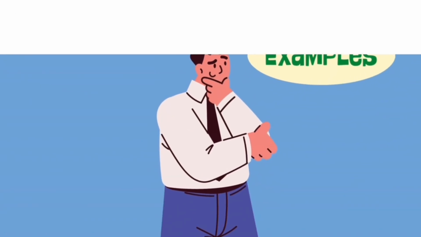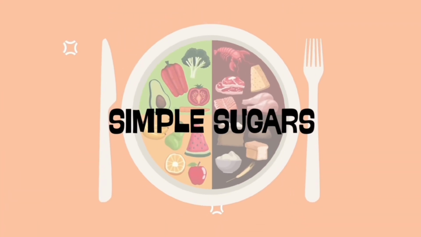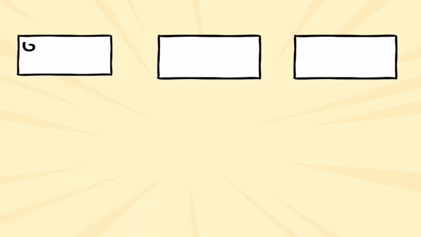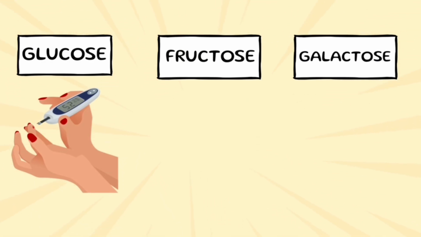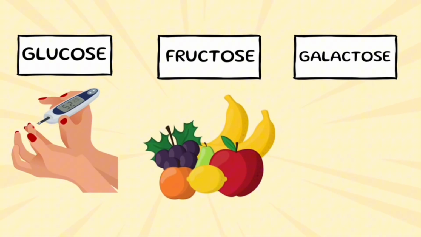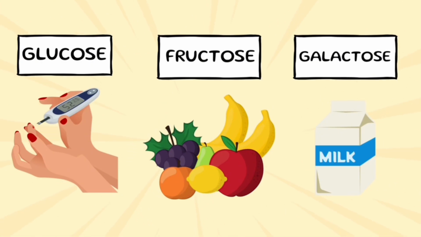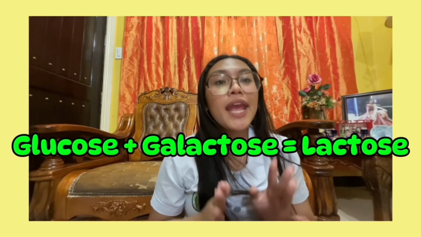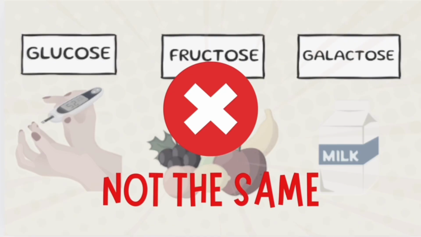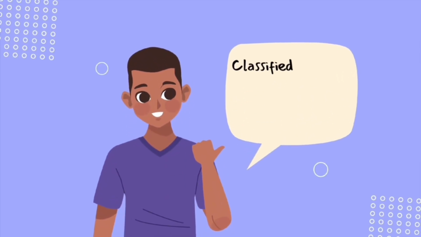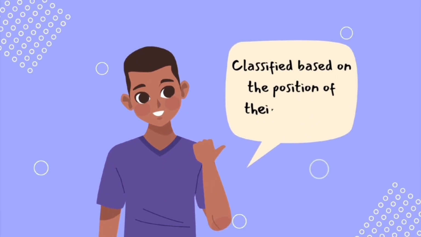So moving on, now that we already know how to define monosaccharides, let's talk about the classification and examples of it. So monosaccharides are simple sugars, and some common ones you've probably heard of are glucose, fructose, and galactose. Glucose is a sugar found in your blood. It's like the main fuel your body runs on. Fructose, on the other hand, is a sweet sugar found in fruits, and galactose is found in milk. It's usually paired with glucose in order to form lactose. So, now even though these are all monosaccharides, they're not exactly the same. As mentioned earlier, we can classify them based on where the carbonyl group is.